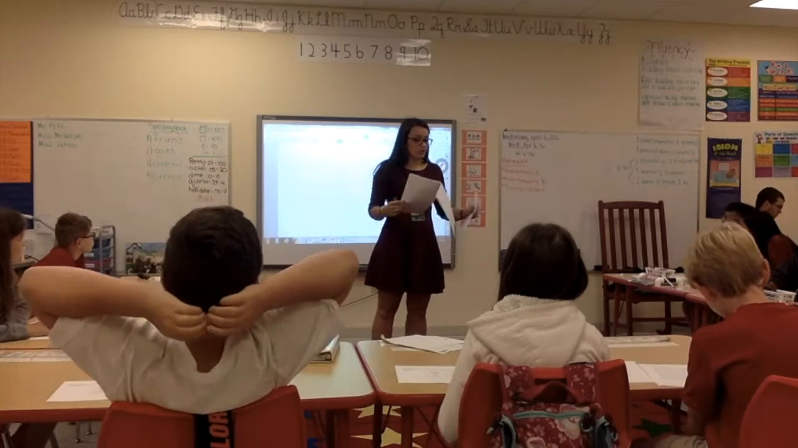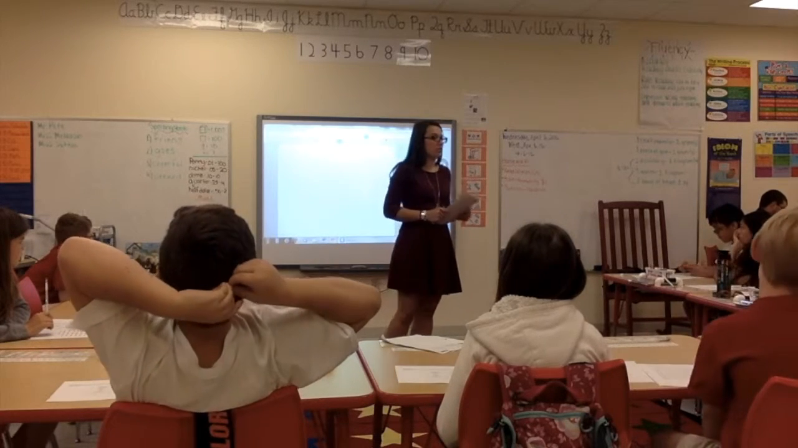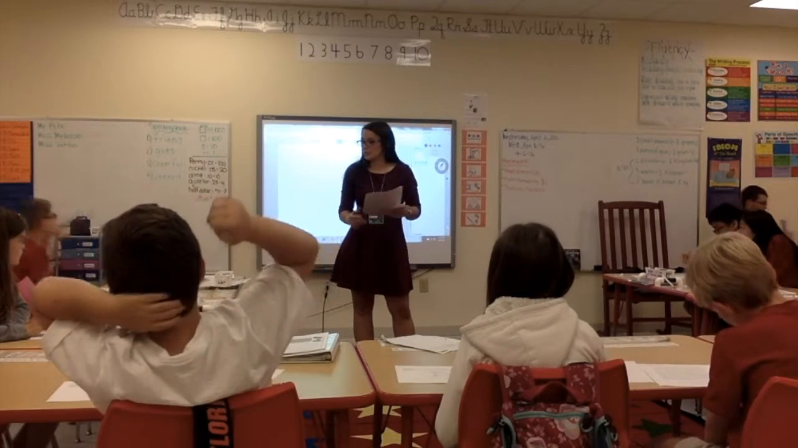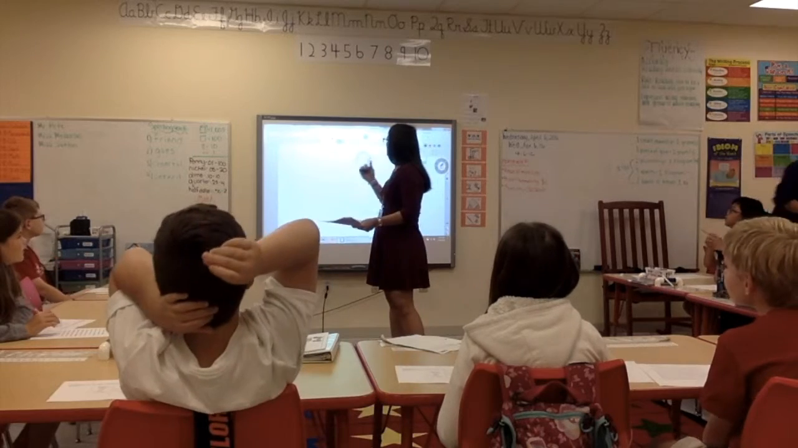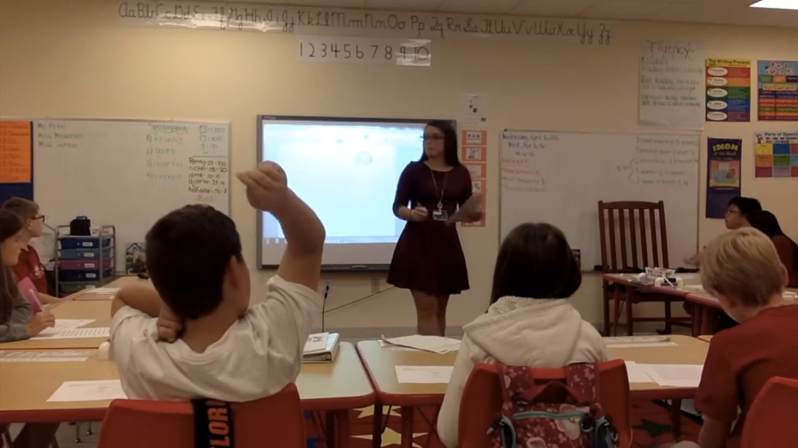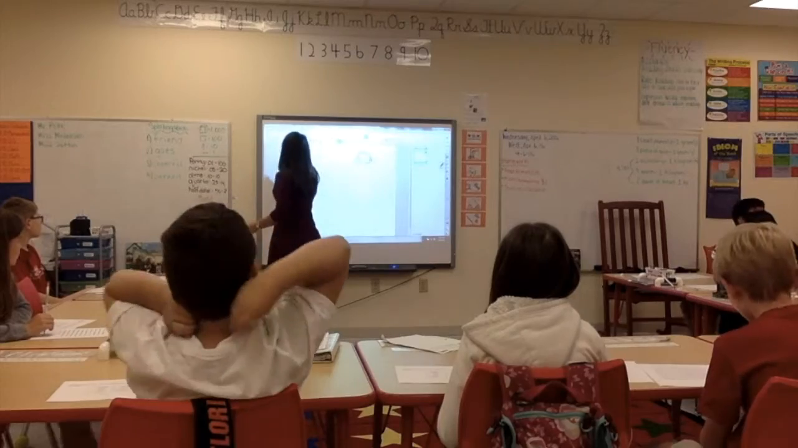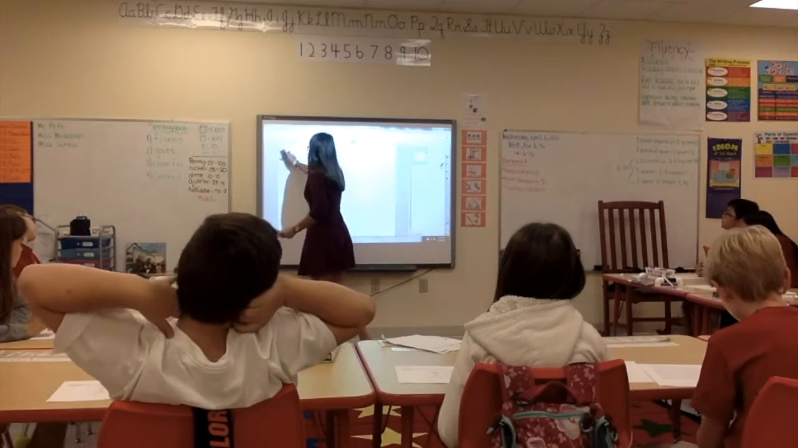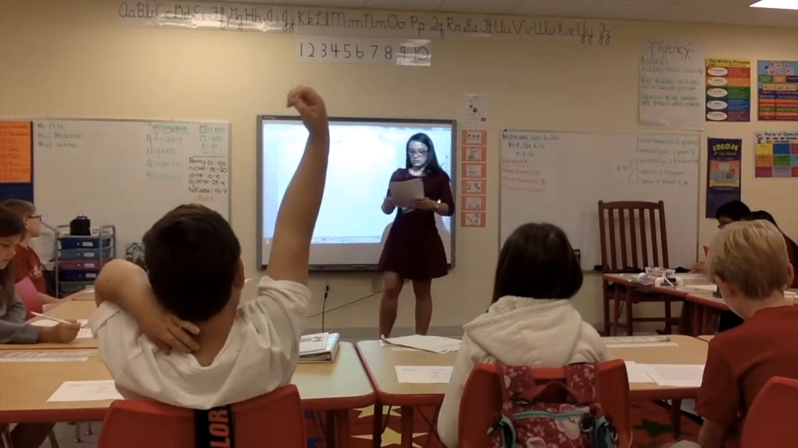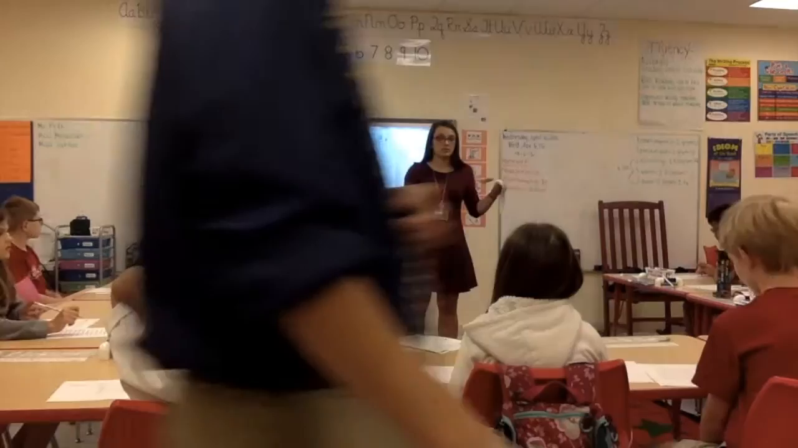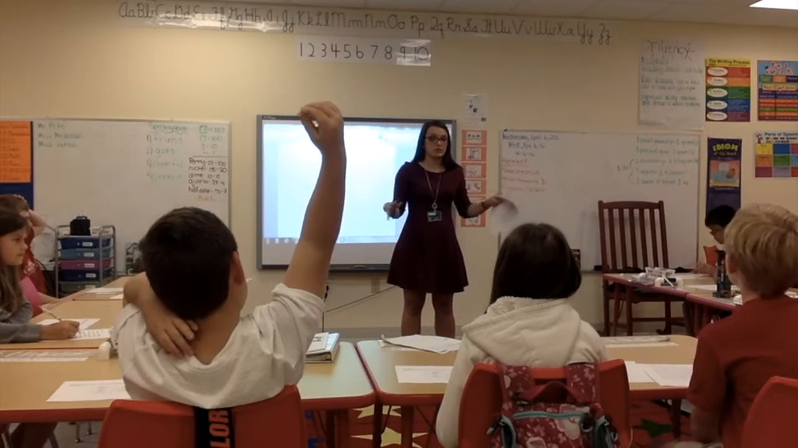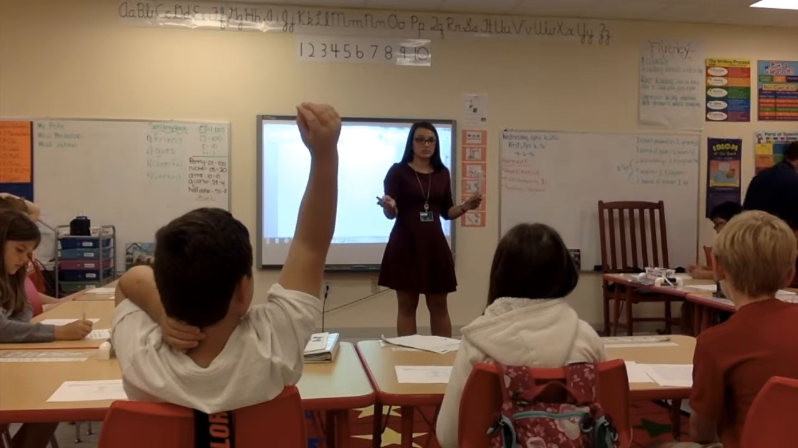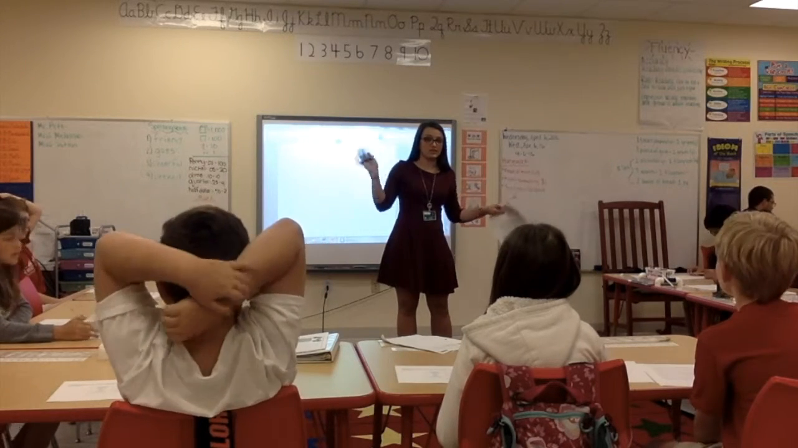Okay, so now we're going to take the information and put it in a thing called a Venn diagram. Does anybody know what a Venn diagram is? Alright, so a Venn diagram is something we use to put in compare and contrast information. It's pretty simple. It's just two circles, okay?